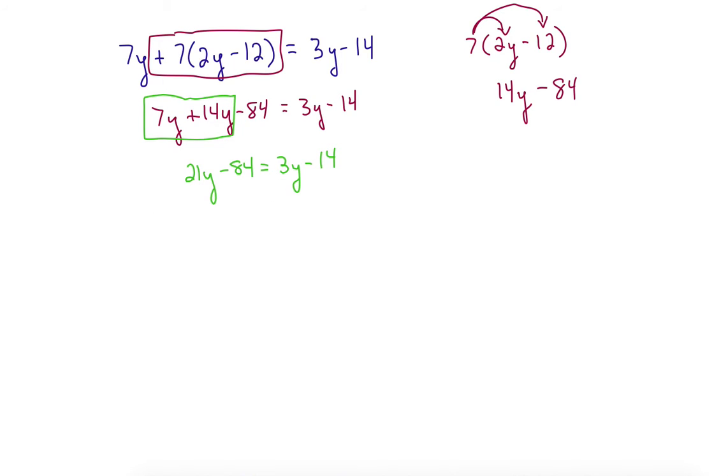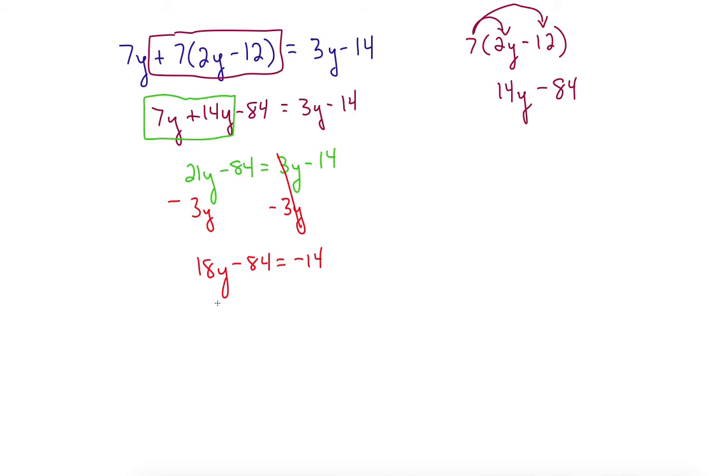In this case, I'm going to choose to subtract 3y from this side. Of course, if I subtract 3y from this side, I have to subtract 3y from the other side as well. Now, of course, 3y minus 3y leaves us 0, so 0y, and 21y minus 3y leaves me with 18y. So let's bring everything else down. Okay, so I'm left with 18y minus 84 equals negative 14.